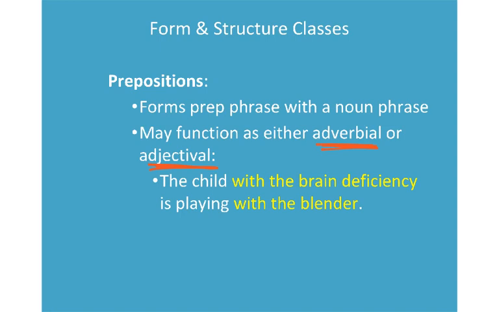So, the child with the brain deficiency is playing with the blender. With the brain deficiency is explaining the child. So that's an adjective because it's giving us more information about the noun child. And then with the blender here is an adverb because it's giving us more information about how they are playing. So this is acting as an adverb, and this whole prepositional phrase is acting as an adjective.